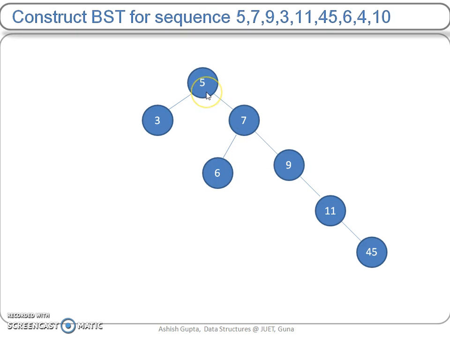The next node is 4. 4 is lesser than 5, so it goes to the left of 5. Then 4 is greater than 3, so it would be connected to the right of 3. The next one is 10. 10 is greater than 5, greater than 7, greater than 9, and less than 11, so it would be connected to the left of 11. So this is how we construct a binary search tree. We are performing insertion at the same time while constructing the BST.